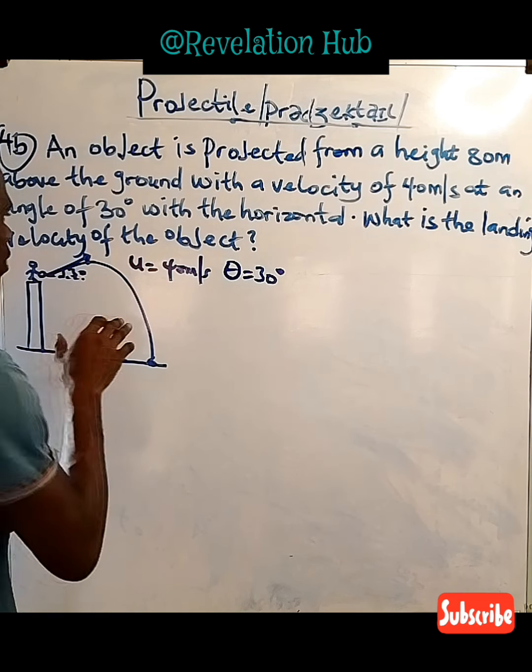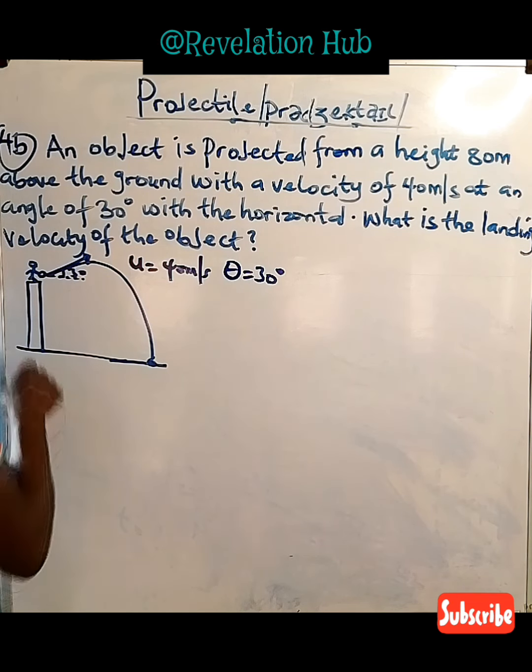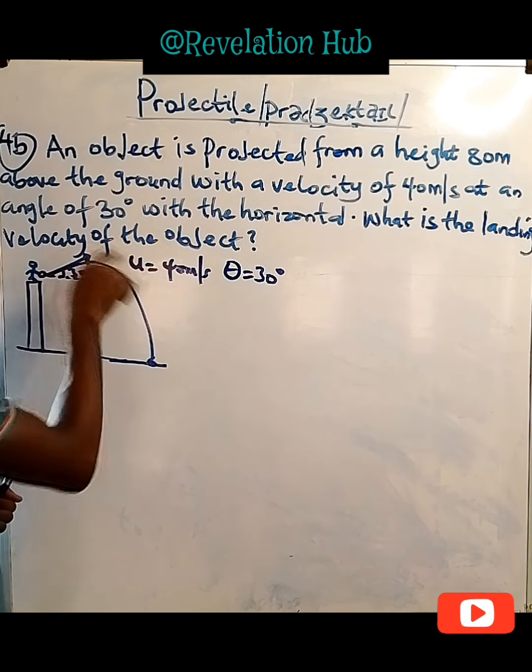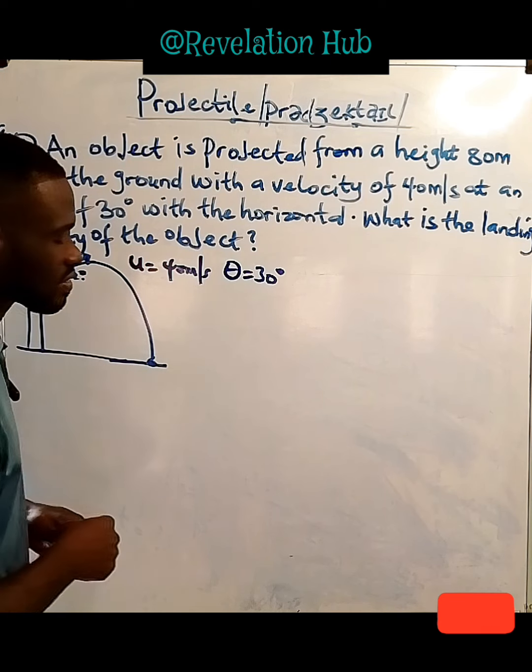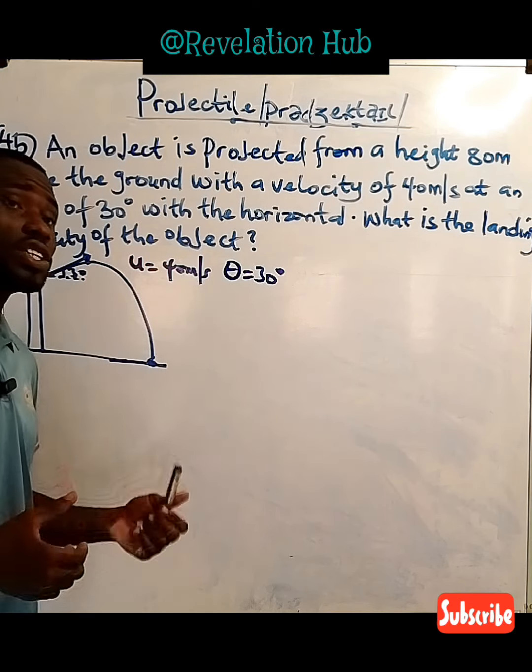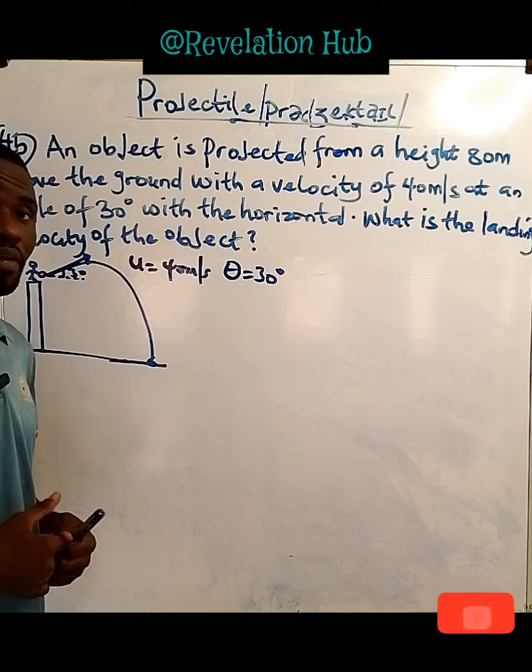So what we're going to do first is this. Don't forget what we have here is trajectory. We are looking at the path of flight. We are not talking about max height, so we are not really talking about range and the other ones that we derive different formulas for.